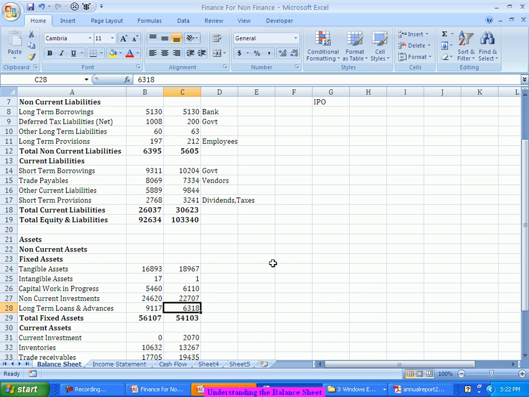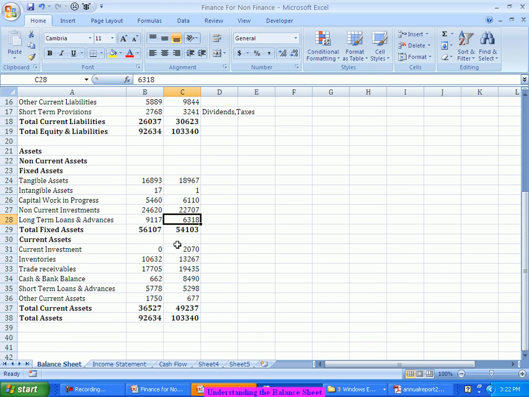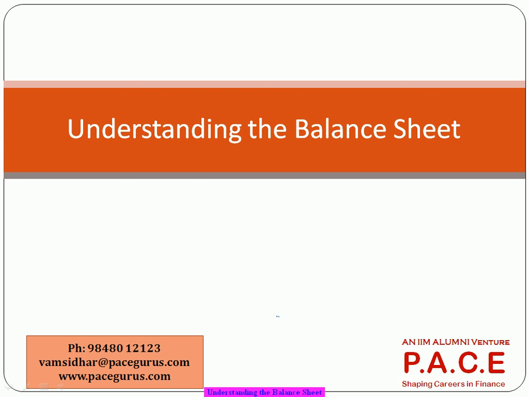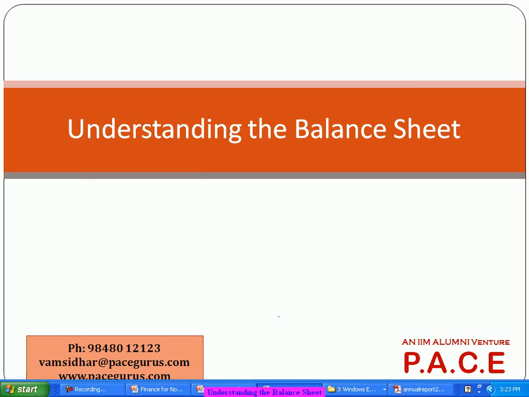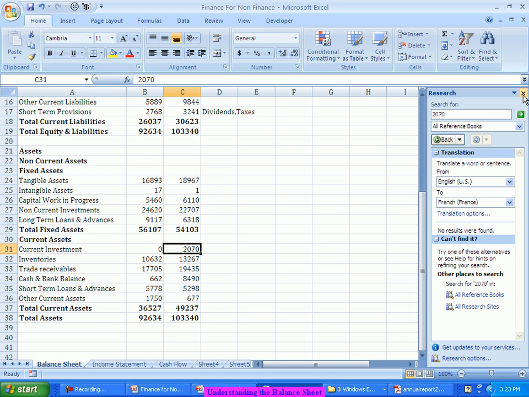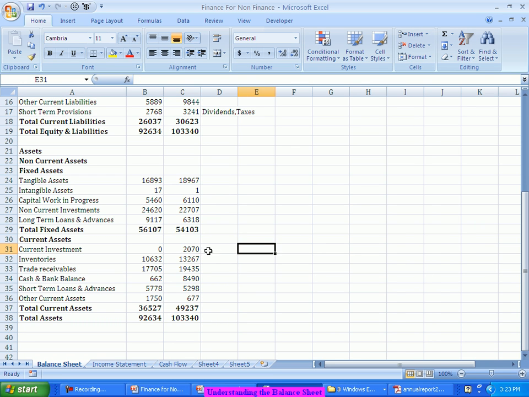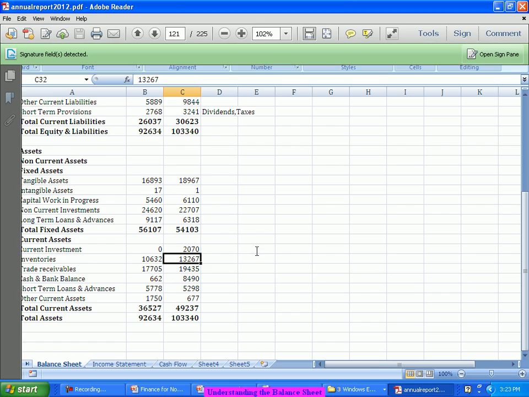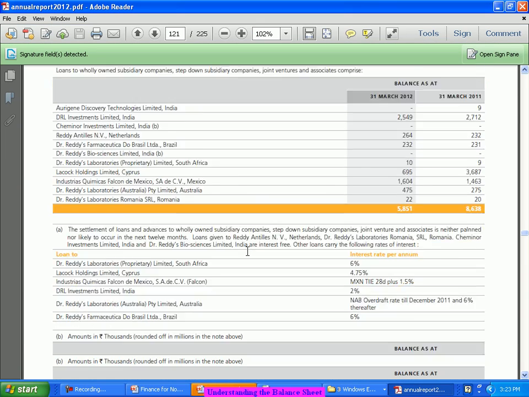Similarly, you can also look at the current assets. Where all did they invest? Where all did they invest in the short term? 207 crores. They have invested in some short term investments. What are those short term investments for the company? Again, these details would be there in that notes itself.